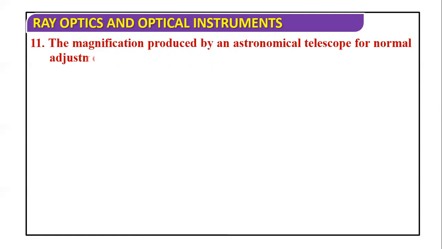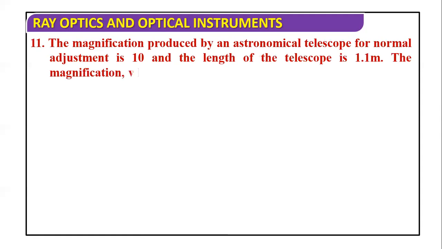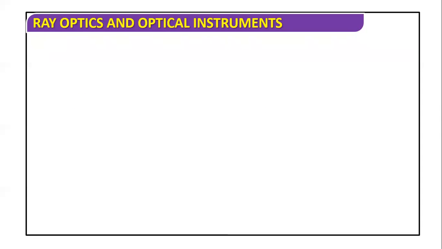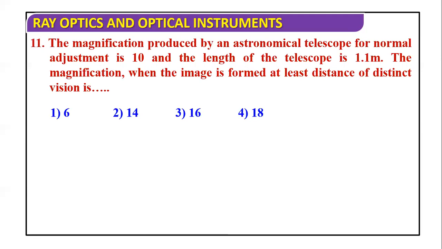Next question. The magnification produced by an astronomical telescope for normal adjustment is 10 and the length of the telescope is 1.1 meter. The magnification when the image is formed at least distance of distinct vision is. When image is formed at least distance of distinct vision, magnification is given by f naught into 1 upon d plus 1 upon fe. For that, we should know the value of FO and FE.